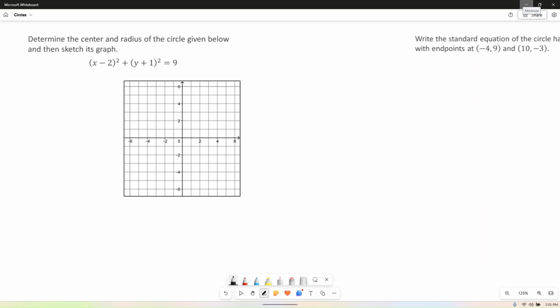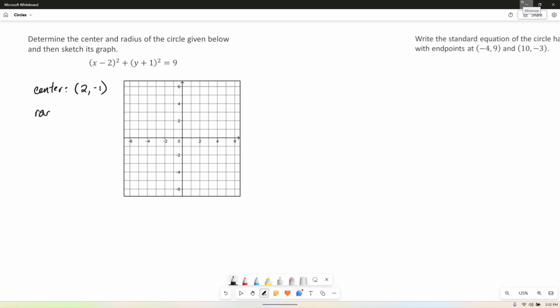This time we're going to start with the equation. We want to figure out the center and the radius, and then we want to sketch its graph. So we're given the equation x minus 2 quantity squared plus y plus 1 quantity squared is equal to 9. So to find our center, we want to look at the value that's next to the x and the y. So we have x minus 2. Flip the sign. So x minus 2, we're going to have a positive 2. Y plus 1, we're going to have a -1. So our center is at positive 2, comma, -1.